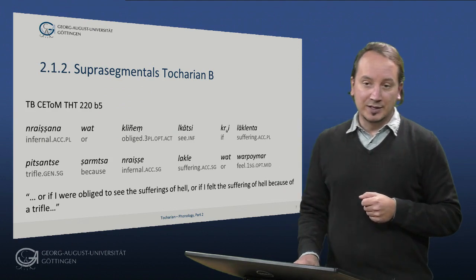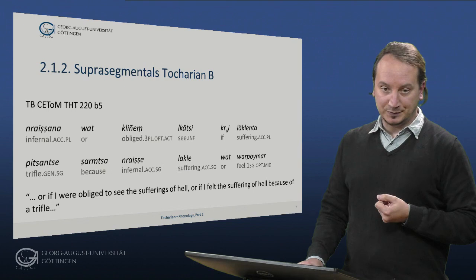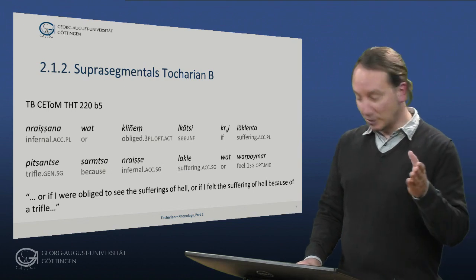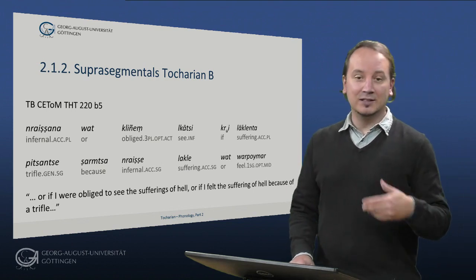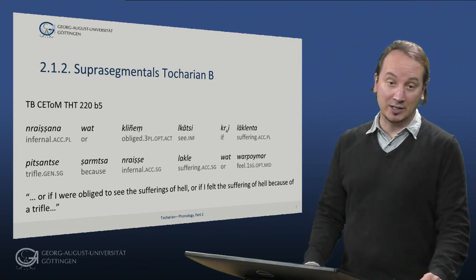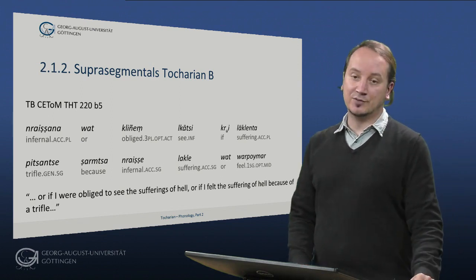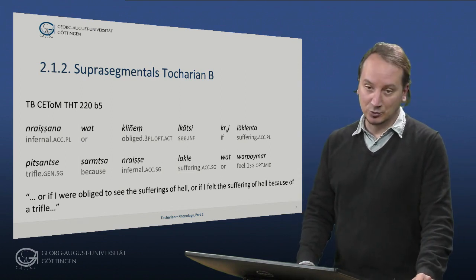Let's turn to an example of the stress rule in an actual text. Again, you saw TB means Tocharian B. Of course, and Ketum refers to the online edition where you can actually also check out the whole text of this fragment. The call number THT stands for Tocharische Handschriften der Berliner Turfansammlung.